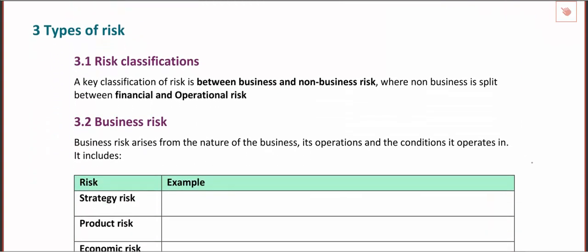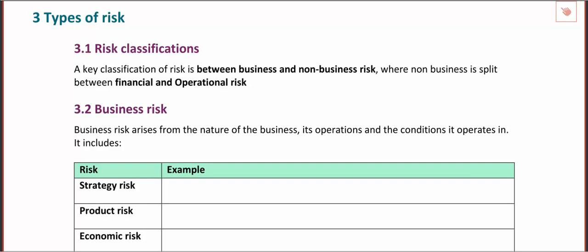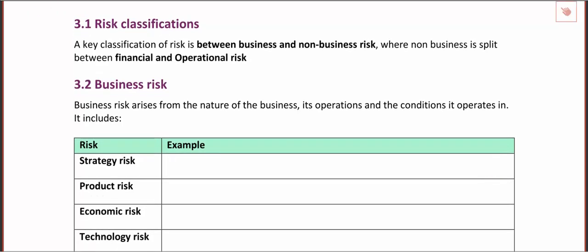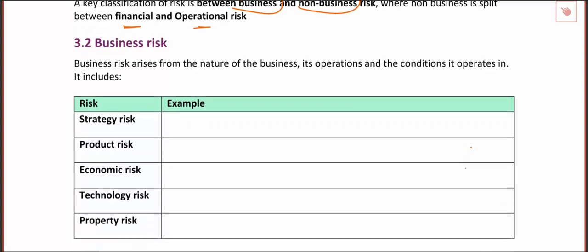Okay, now on to the different types of risks. And again, just to reiterate, make sure you've had a look at your study manual here, because there are quite a lot of these different categorizations and lots of them do cross over, so it's important that you're able to pick these out for the exam. Okay, so we're going to classify the risks or split the risk between business and non-business risk. And non-business risk we're going to think of in terms of financial risk and operational risk.